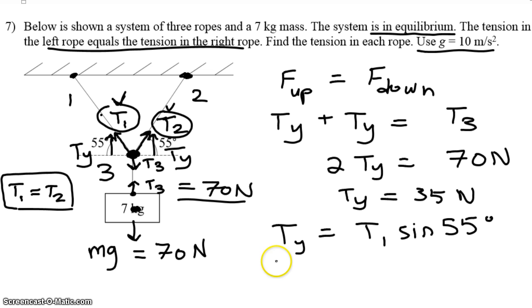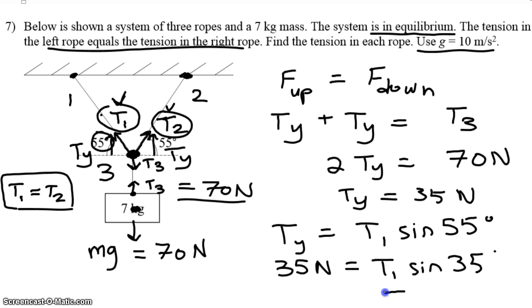So if we plug in the value of 35, and why is it 55 degrees? Because that's our angle. If we plug in the value of Ty, we divide both sides by sine 35, and we get as our answer. Wait, whoops, hang on a second. This is not 35, sine of 35. This should be sine of 55. So let's replace this with 55.